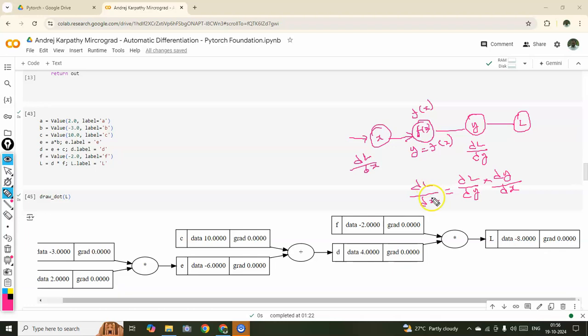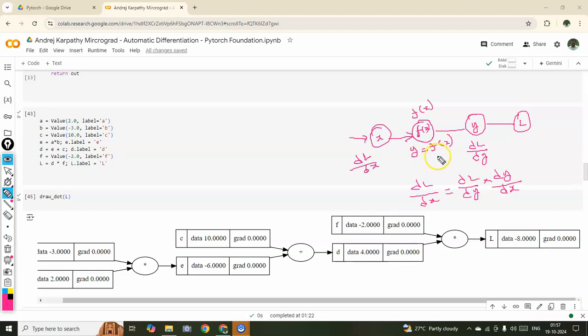If you use the chain rule, dL/dx equals dL/dy into dy/dx. We already know dL/dy, which is our output node. And dy/dx is the differential function of the operational node. So if you use tanh, what is the differentiation of tanh?